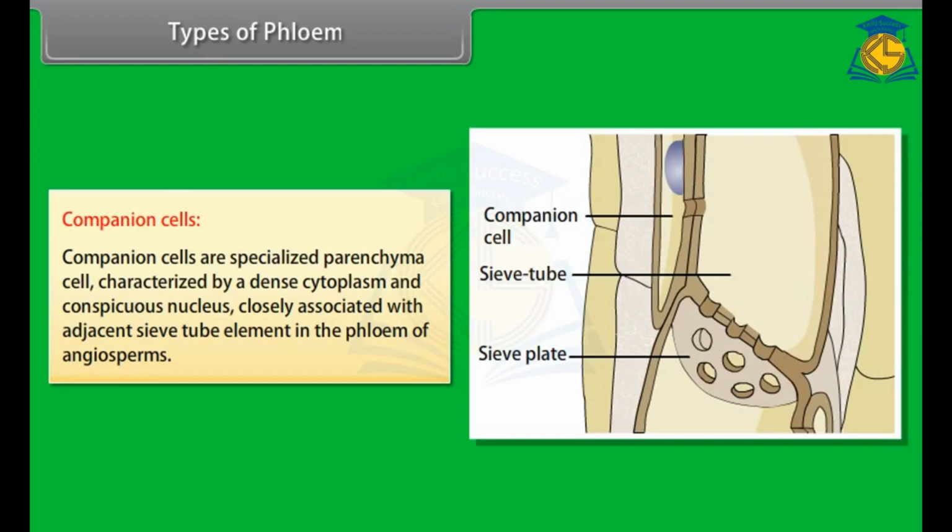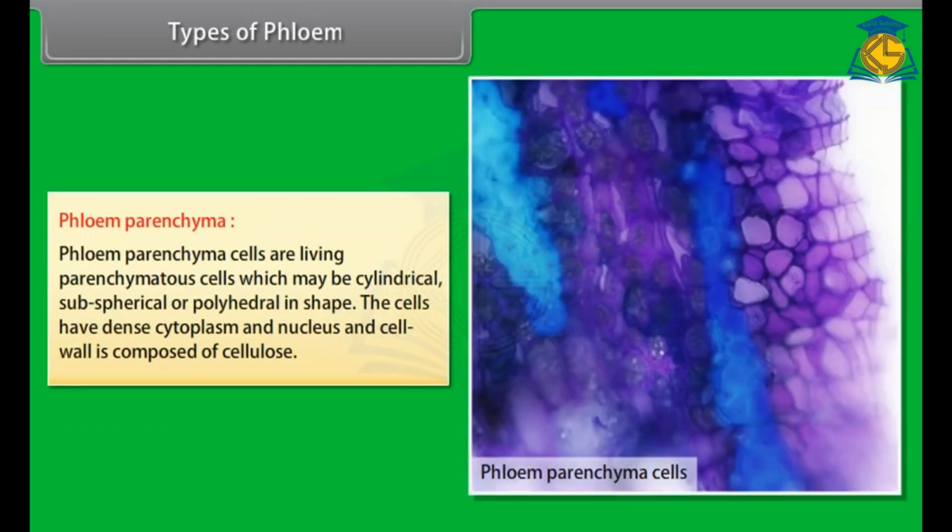Companion cells. Companion cells are specialized parenchyma cells characterized by dense cytoplasm and conspicuous nucleus, closely associated with adjacent sieve tube elements in the phloem of angiosperms. Phloem parenchyma. Phloem parenchyma cells are living parenchymatous cells which may be cylindrical, subspherical or polyhedral in shape. The cells have dense cytoplasm and nucleus, and the cell wall is composed of cellulose.